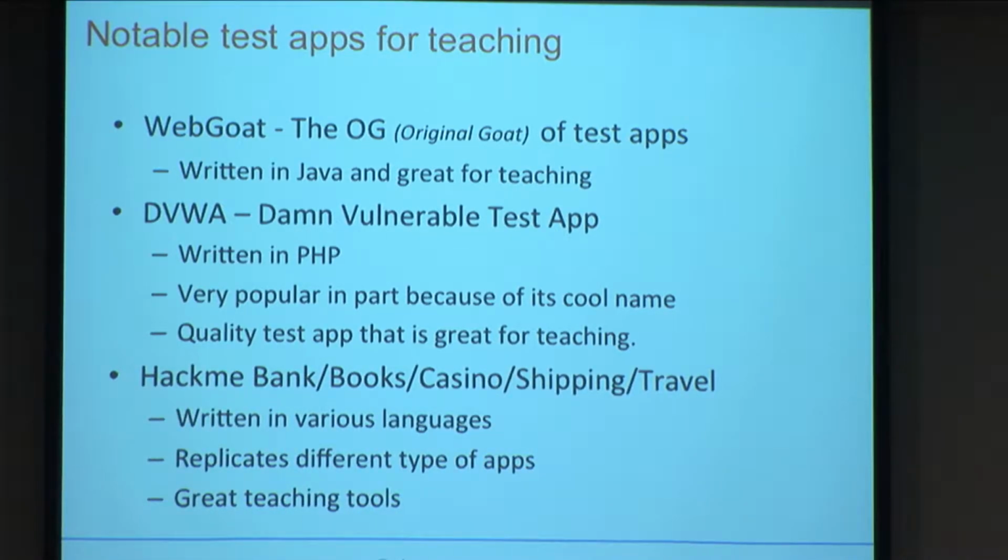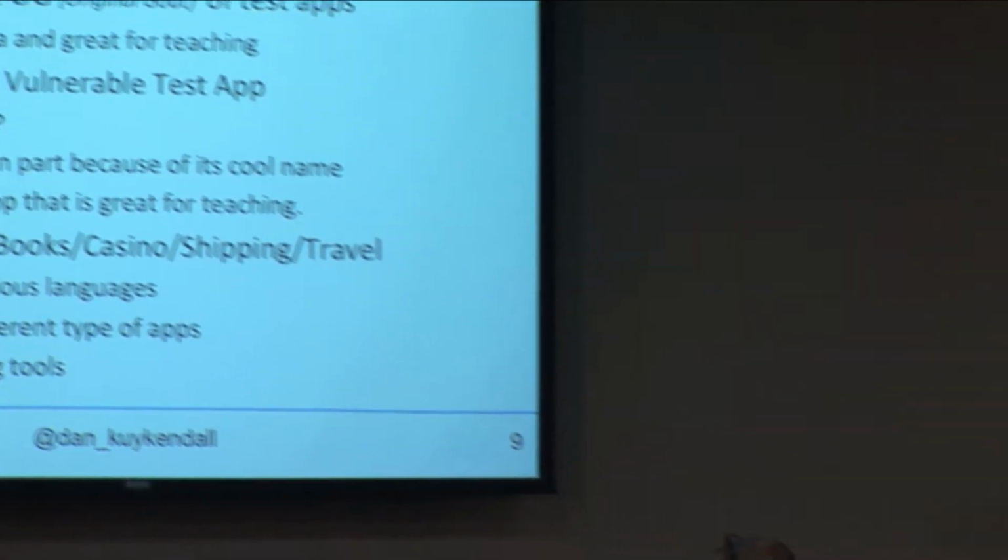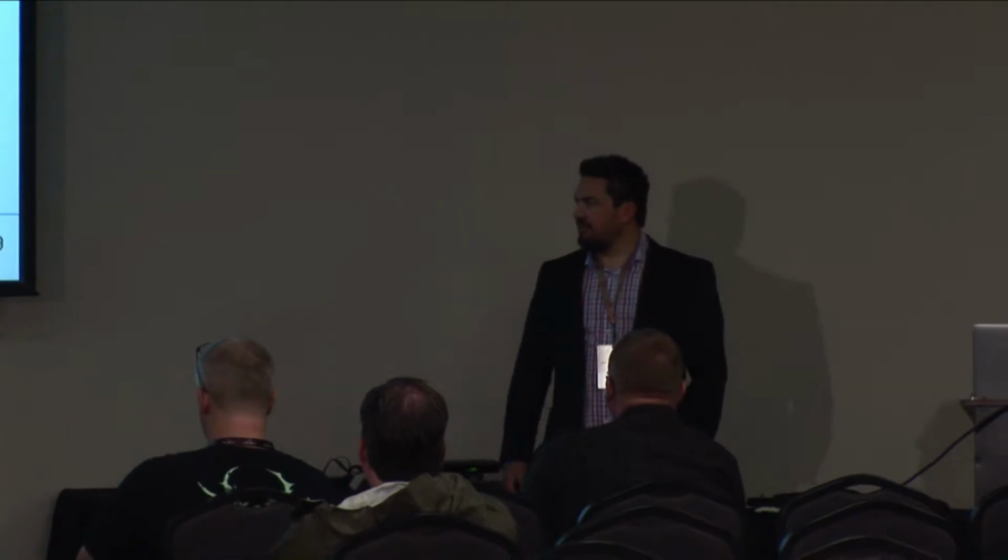Damn Vulnerable Web App really is a decent test app, but I think it's more popular because of its name than anything else. But it's actually pretty useful. Hack Me Bank, Casino, Books, those are all built by the old Foundstone team. Actually, I think we were building those when I was still there. Those are all written in various languages. They're all old school looking apps. They look like stuff that was built in the 90s, right? These are all very good tools. Each of them has very good uses.